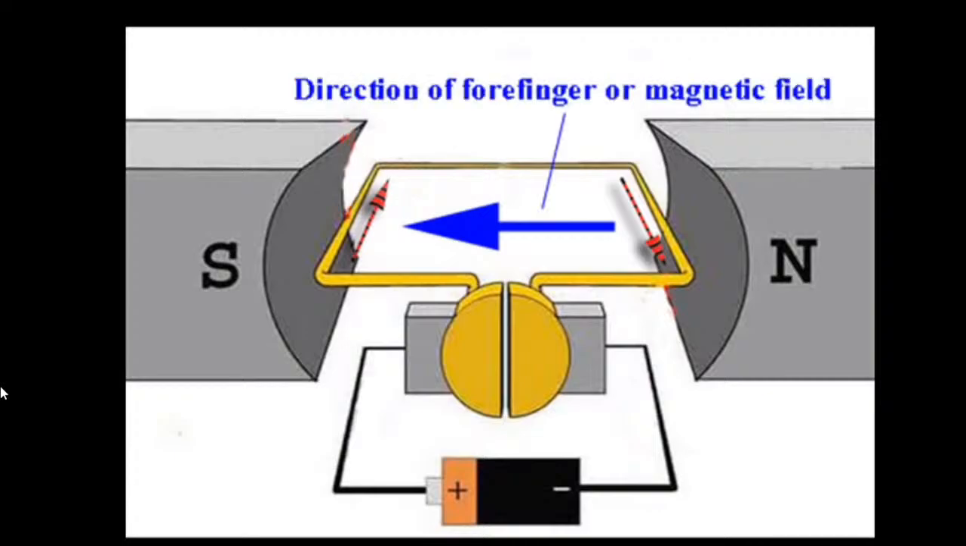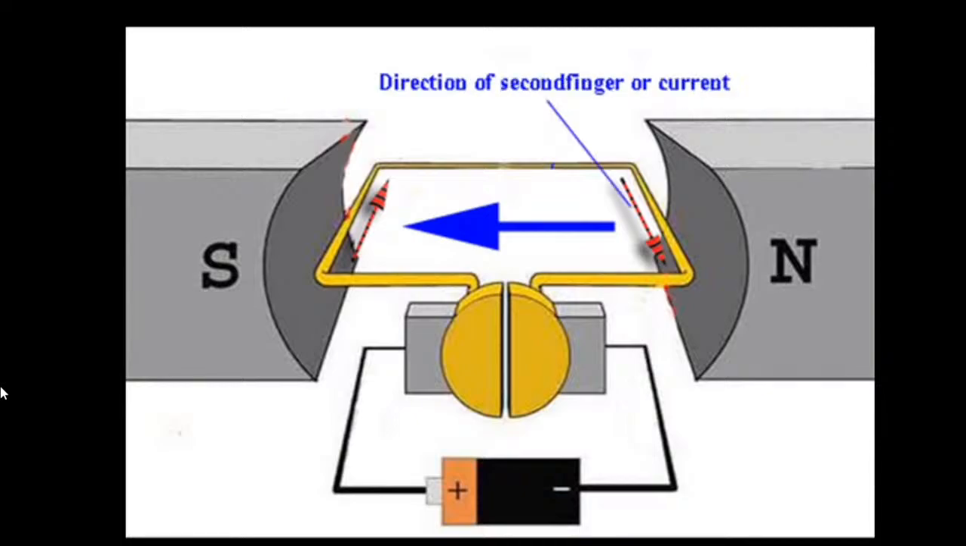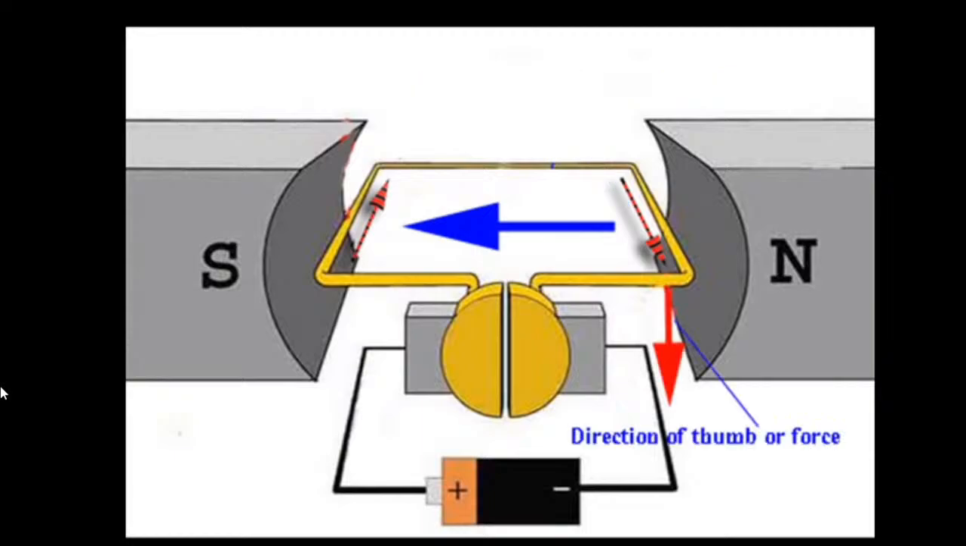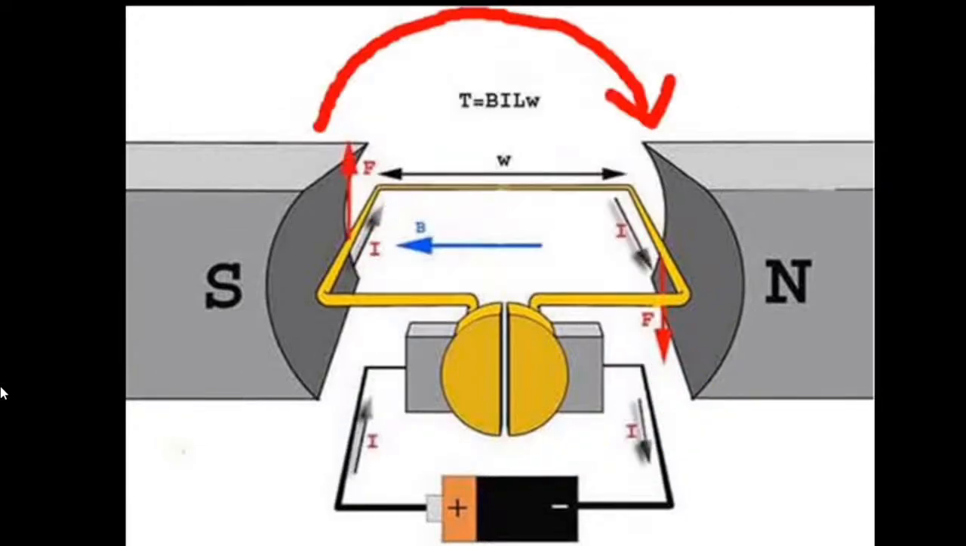Similarly, again, if the forefinger is aligned along the direction of magnetic field, that is from North Pole to South Pole, and the second finger or middle finger is aligned along the direction of current in the right side conductor, then the thumb indicates the direction of mechanical force. This is clearly downward here. Due to these upward and downward forces on the turn, one torque is produced, which tends to rotate the turn in clockwise direction as shown.